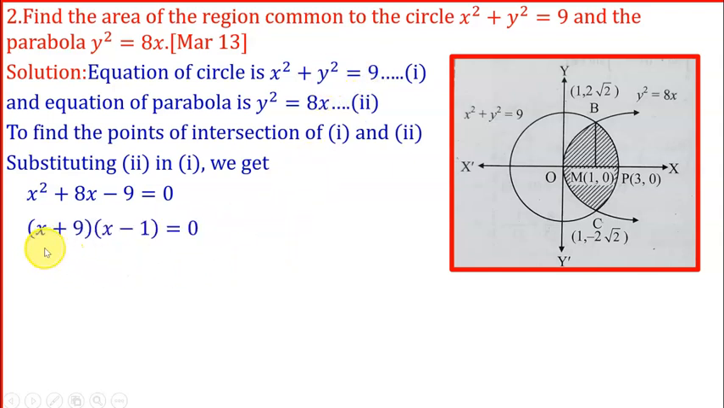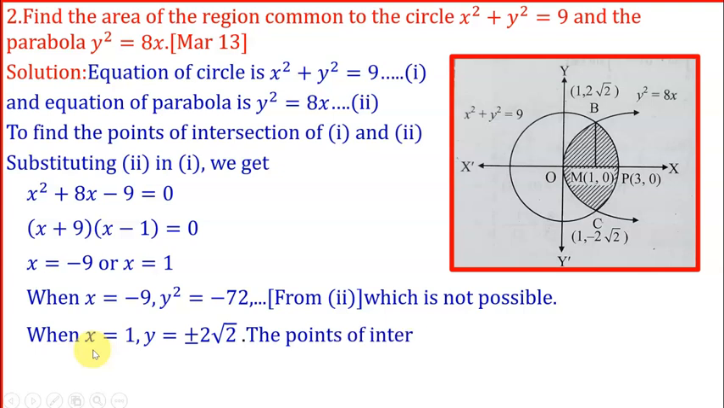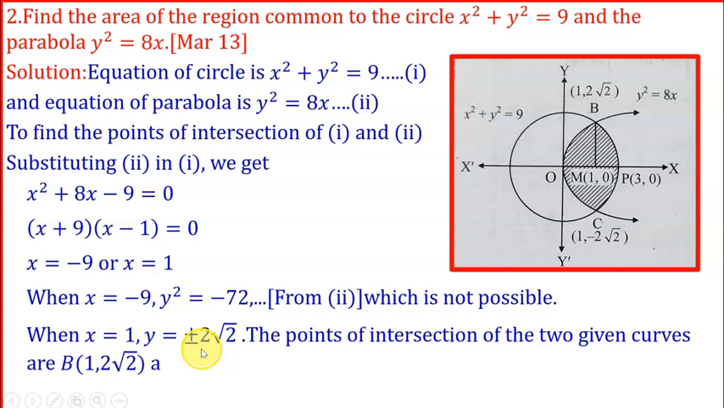Now this is a quadratic equation. Factors are, in first bracket x plus 9, into second bracket x minus 1, is equals to 0. Therefore x is equals to minus 9 or x is equals to 1. When x is equals to minus 9, y square is equals to minus 72, which is not possible. Square of any number is always positive, therefore this is not possible, and hence we take x is equals to 1.